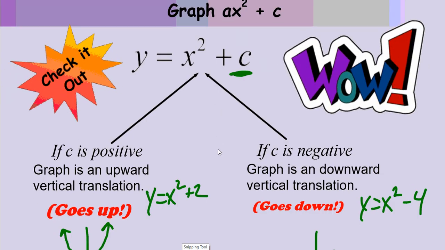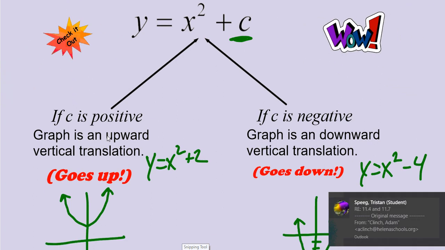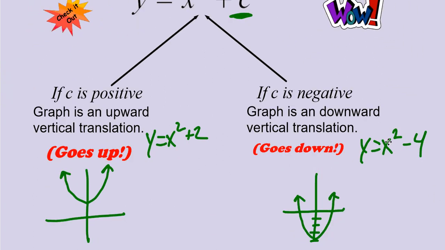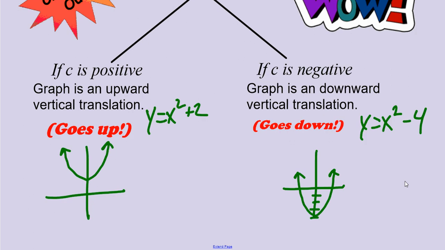So what role does C play? C moves the graph up and down. If C is positive, the graph moves up. If C is negative, the graph moves down.